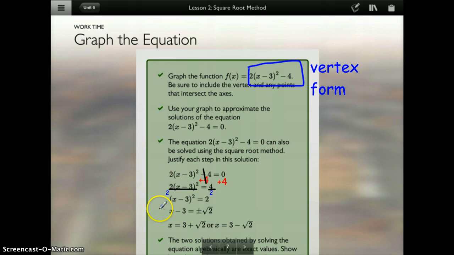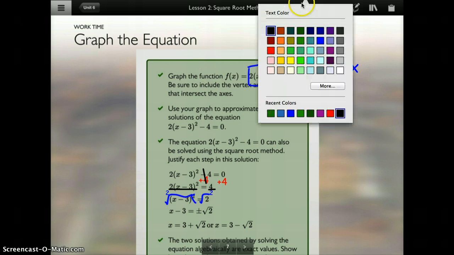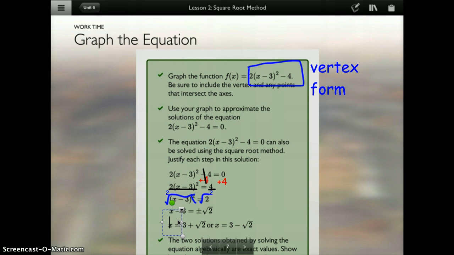Okay, so let's draw that out. So here's our square root on this side, and square root on this side. This square went away, so I only have x minus 3. What I'm going to do is add 3 to both sides. So these two cancel. Additive inverse property. I'm going to add it here. Since these are two different types, they stay separated. So 3 plus square root 2 and 3 minus square root 2. So those are my two answers.